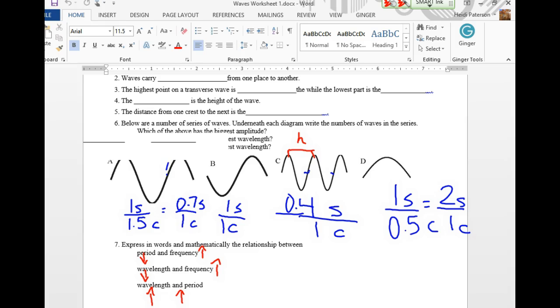For example, gamma radiation has a very high frequency. It is extremely dangerous to us, even in low doses, unless it's being specifically targeted for cancer treatments, versus something that has a low frequency, which would be radio waves. We use radio waves all the time.